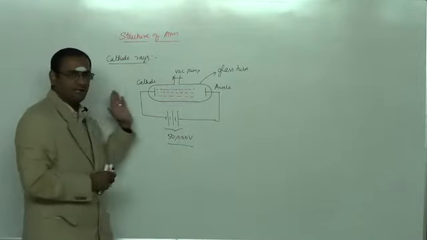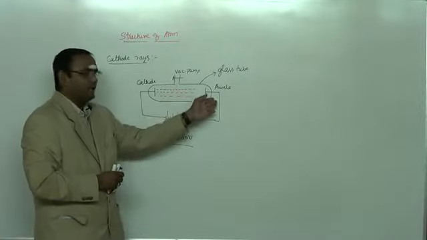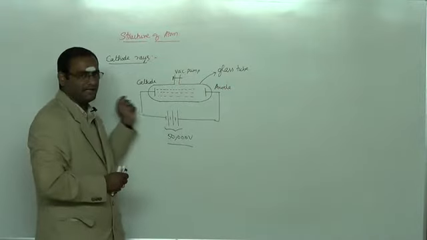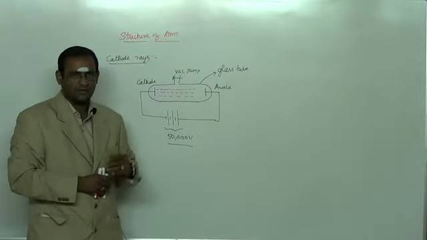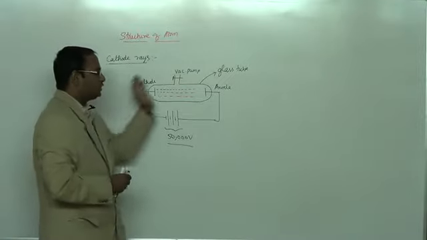When these electrons come out of the cathode, obviously electrons are negatively charged particles and the anode is a positively charged system, and therefore the positive potential of the anode attracts the negatively charged particles, that is electrons, and hence the stream of electrons travels from cathode to anode.